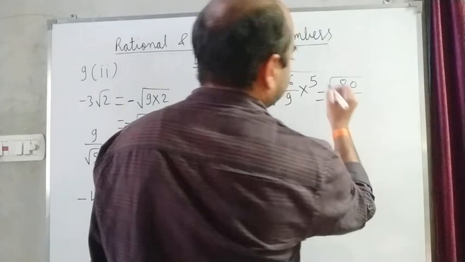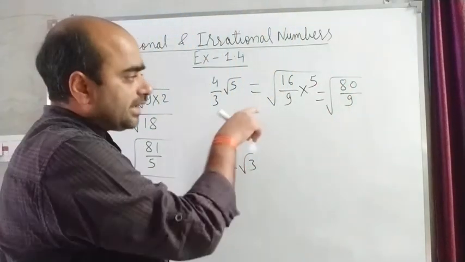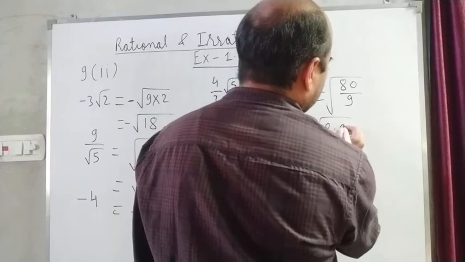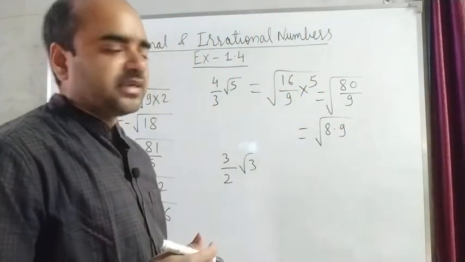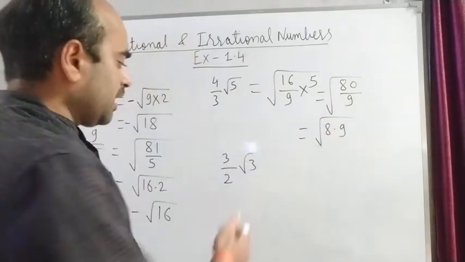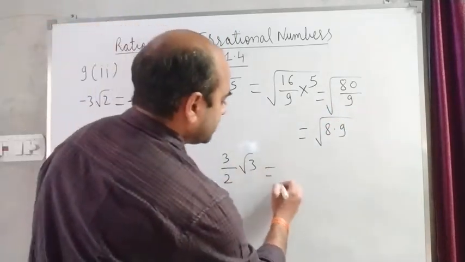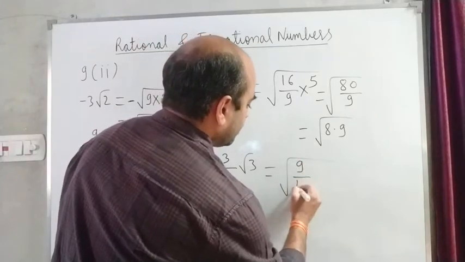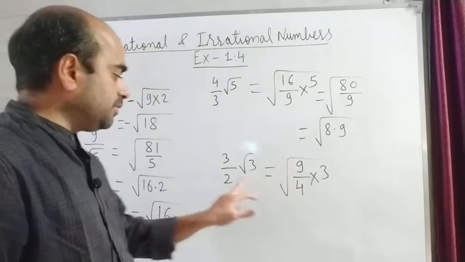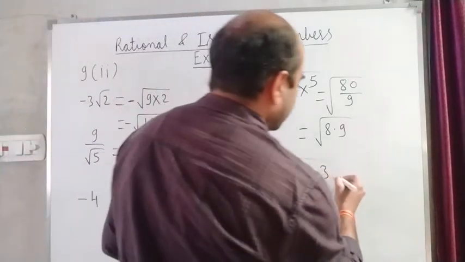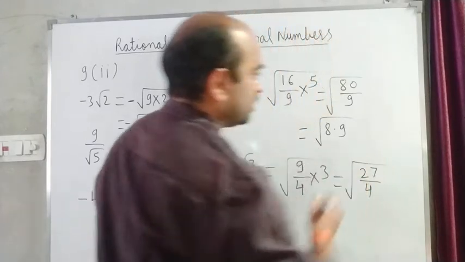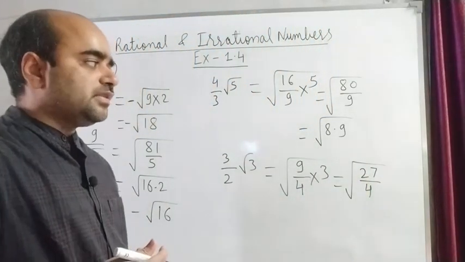80 upon 9. Clear? 80 upon 9 we can write as nearly 8.9. Correct? Why? 9 into 9 is 81, so maybe it is 8.91, whatever. Next one, similarly, we can write this as 9 upon 4 into 3. Why? The square root of 9 upon 4 is 3 by 2. So this is finally 27 by 4.